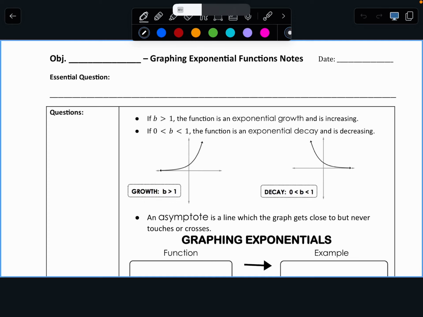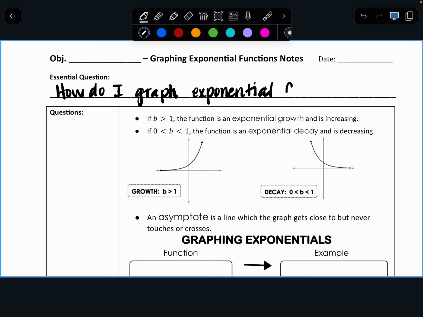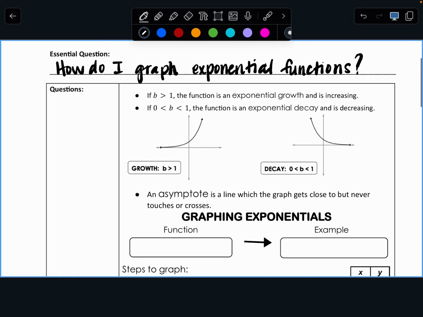to be graphing exponential functions. Using a table of values.